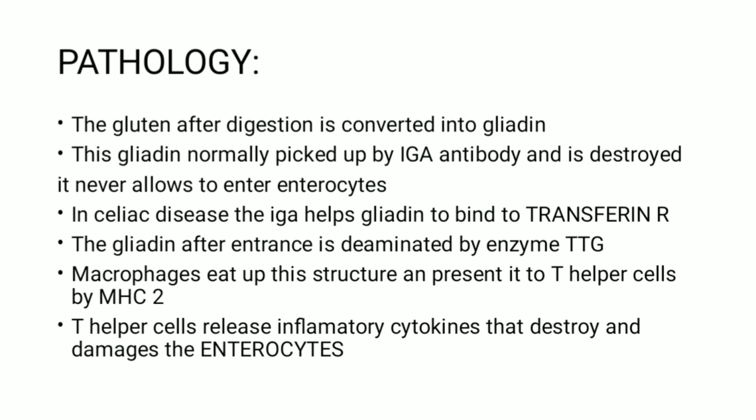This gliadin, after entrance into the enterocyte, is deaminated by the enzyme TTG. Now this enzyme modifies the proteins post-translationally. After it's deaminated, the macrophages pick up and eat this structure and present it to the helper T cells by means of MHC2 molecules. Now these T helper cells release inflammatory cytokines that destroy and damage the villous surface of the enterocytes.